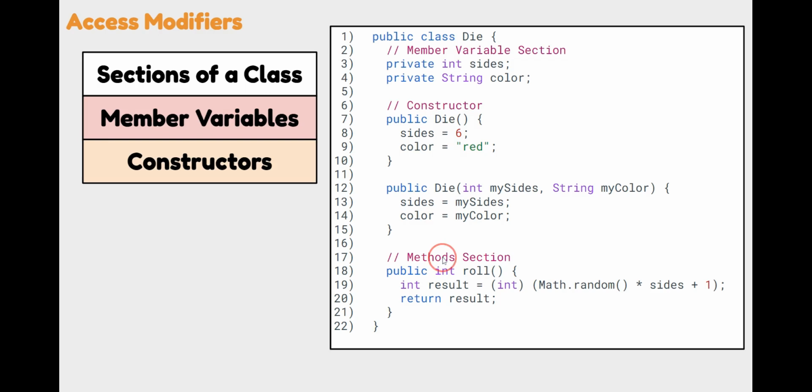All the way down on line 17, that's our third section of a class. That is the methods section. And in here right now, we only have one method, which is to roll the die. We're going to pick a random number between 1 and the number of sides that is stored in the member variable, and then we are going to return that result. Now we see our access modifiers all throughout this class. We just need to figure out what they are and what they mean.